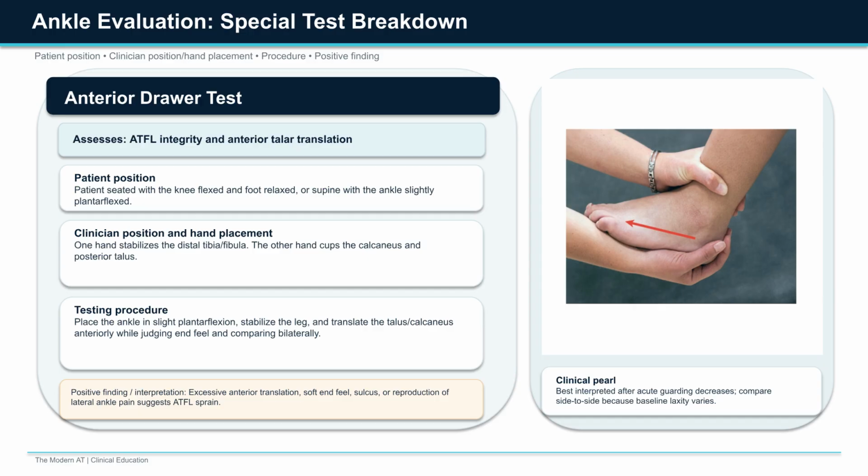For the anterior draw test, position the athlete seated or supine with the ankle slightly plantar flexed and relaxed. Stabilize the distal tibia and fibula with one hand, while the other cups the calcaneus and posterior talus. Translate the talus and calcaneus anteriorly and compare side to side. Excessive anterior translation, a soft end feel, sulcus, or reproduction of lateral pain suggests ATFL injury. Guarding can limit accuracy, so interpret this with history, swelling, palpation, and comparison to baseline laxity.